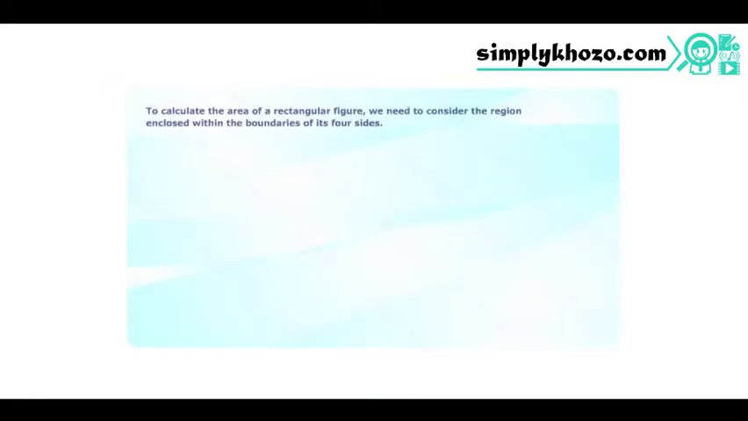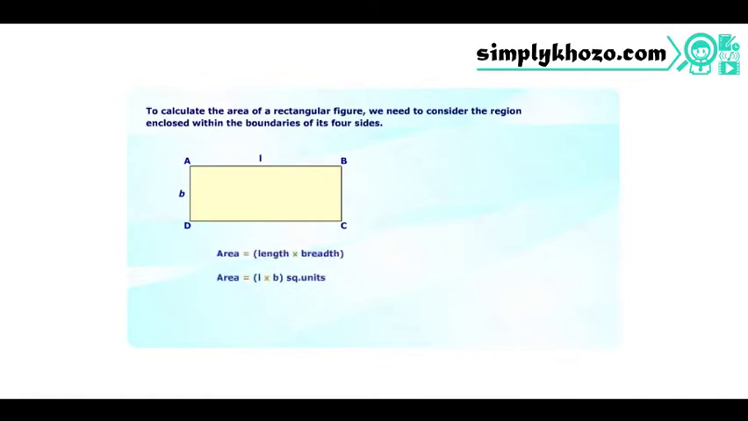To calculate the area of a rectangular figure, we need to consider the region enclosed within the boundaries of its four sides. The area of a rectangle is the product of its sides, namely length and breadth. Area is equal to length into breadth, or area = L × B.